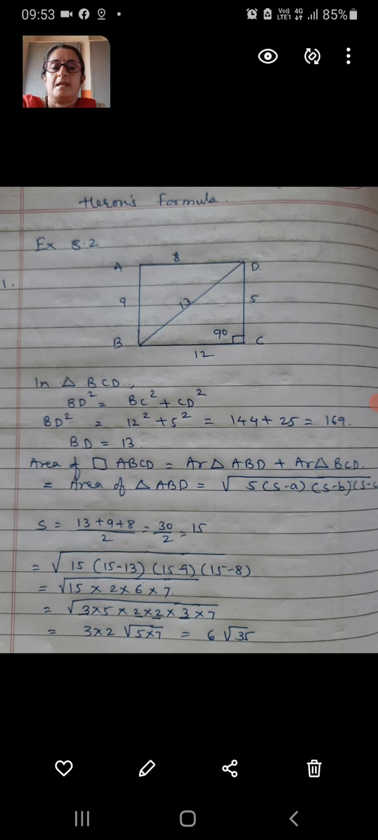Now that is S, S minus A, S minus B, S minus C. So what are the dimensions? 13, 9 and 8. So to find out semi-perimeter, 13 plus 9 plus 8 divided by 2 is 15. So 15 into 15 minus 13 into 15 minus 9 into 15 minus 8, that gives us 15 into 2 into 6 into 7. If you split the numbers, you will get 3 into 5, 2 into 3 into 7.